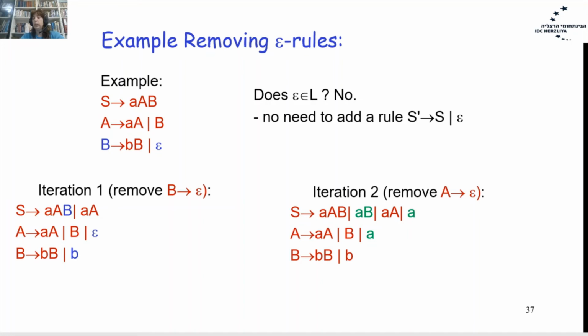Also, we will use the rule S derives terminal a variable A. And once again, we replace variable A by epsilon. So we add S derives small a. We will add A derives terminal a to A, since we had the rule A derives terminal a concatenation with variable A, and in B we don't have any changes. So now in this grammar we don't have any epsilon rules. We managed to eliminate all epsilon rules.